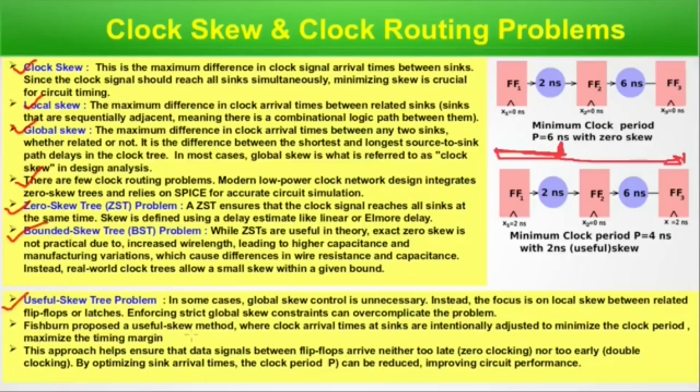Fishburn proposed a useful skew method where clock arrival times at sinks are intentionally adjusted to minimize the clock period and maximize the timing margin. This approach helps ensure that data signals between flip-flops arrive neither too late nor too early, avoiding double clocking. By optimizing sink arrival times, the clock period P can be reduced, improving circuit performance.